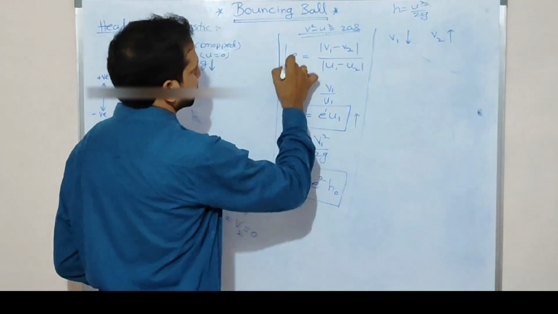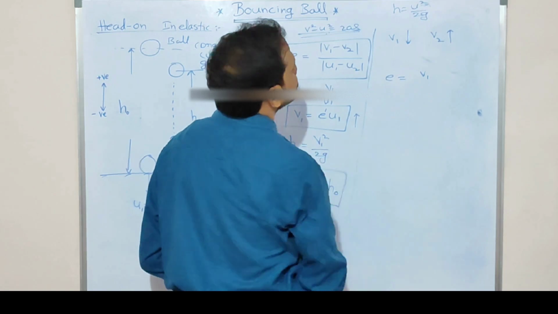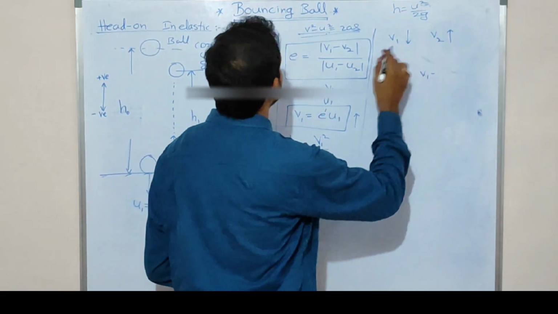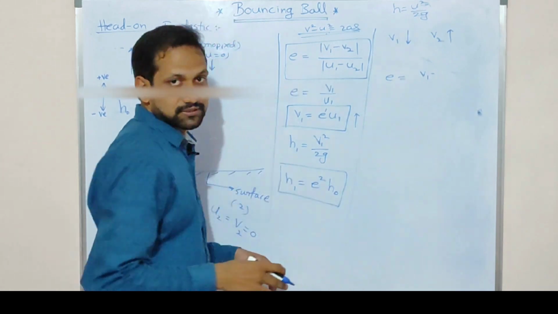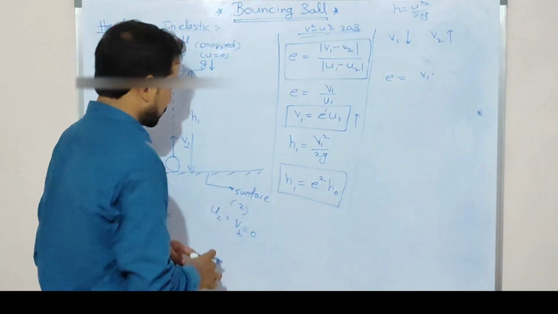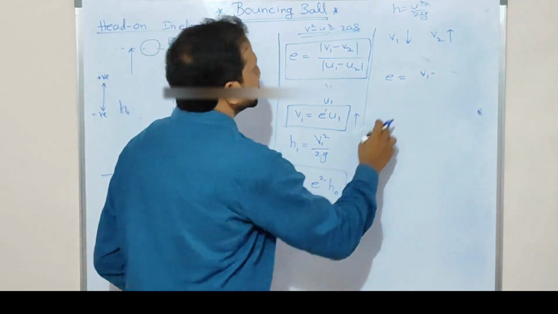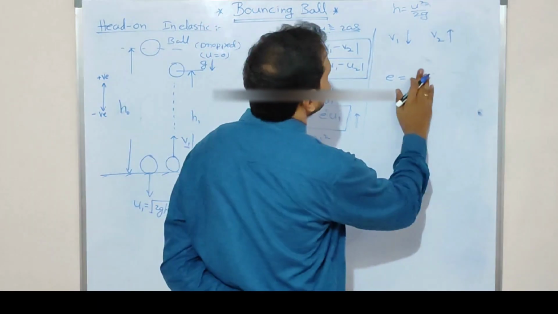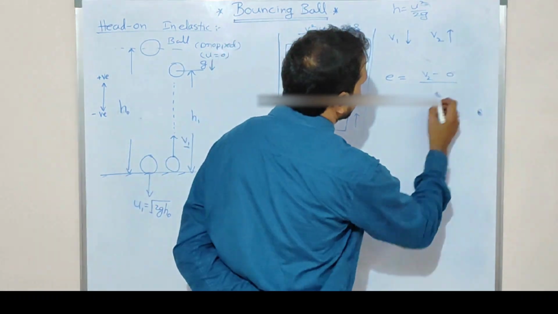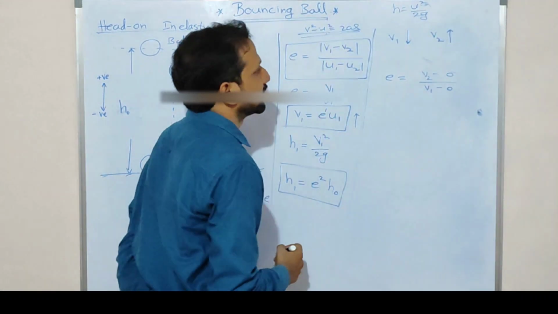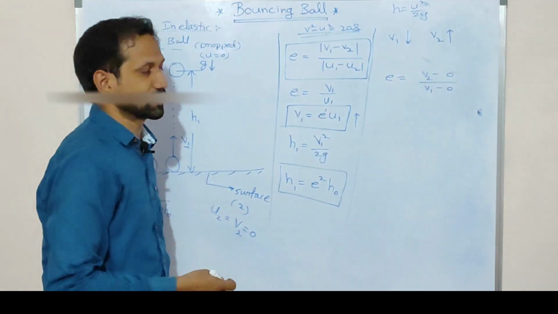Now again we can use the same coefficient of restitution, e equals the general formula V1 minus V2 prime. Here V2 stands for the surface velocity in one place, and here I am taking V2 as the velocity of the ball after the second impact. Don't get confused. If you substitute, it is going to be V2 minus 0 divided by V1 minus 0. These two zeros are actually the velocity of the surface after and before collision.